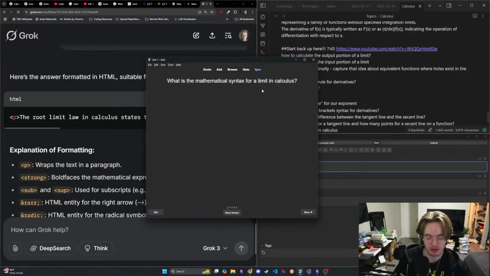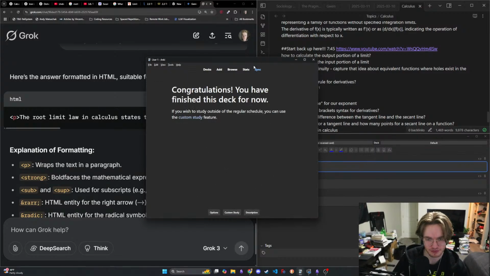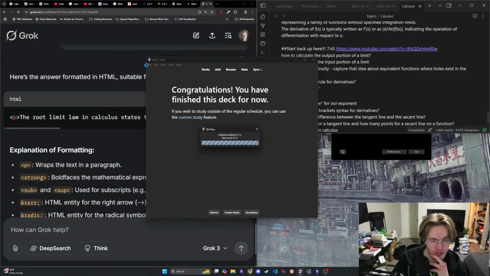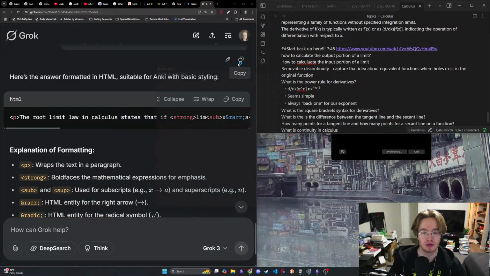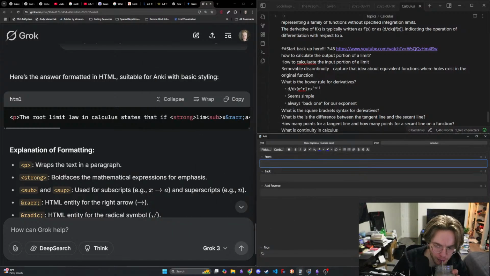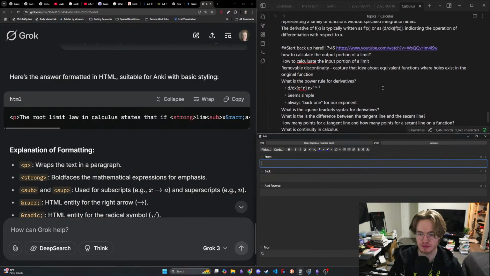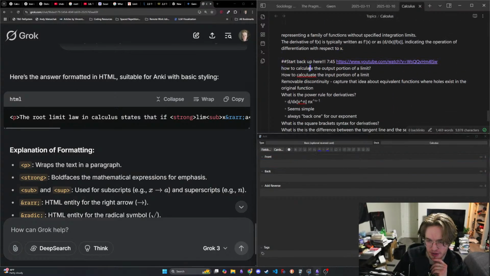Mathematical syntax for a limit: you have the little lim word, and then x with an arrow that leads to the number that is your limit, a in this case. Okay, perfect. So we've finished the cards and I accidentally closed Anki. Okay, so looks like we start back up here.